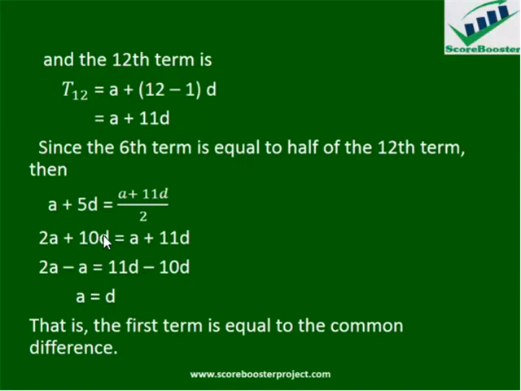Therefore, an arithmetic progression that has its sixth term equal to half of its 12th term will have its first term equal to the common difference. That is, the first term of that particular arithmetic progression will be equal to its common difference. So that answers the question.